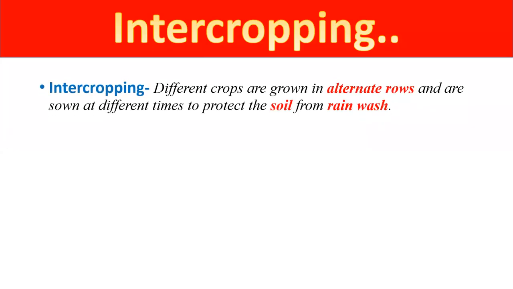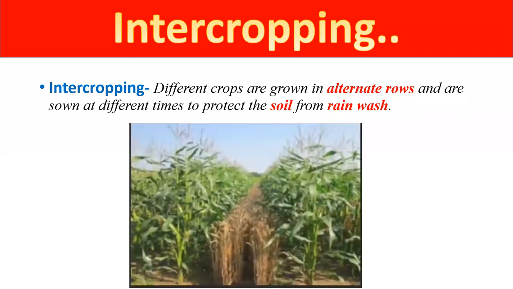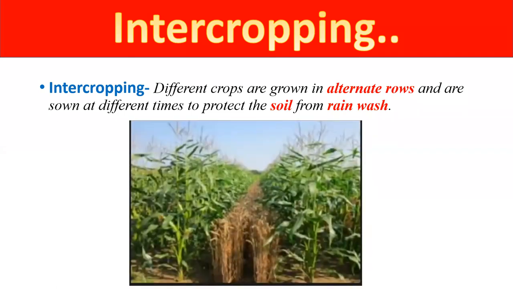Intercropping method. This is very important. Different crops are grown in alternate rows, and they are sown at different times to protect the soil from water erosion. See it? We have different crops in different rows, so that the flow of the water can be stopped, and soil erosion can be stopped and reduced, right?